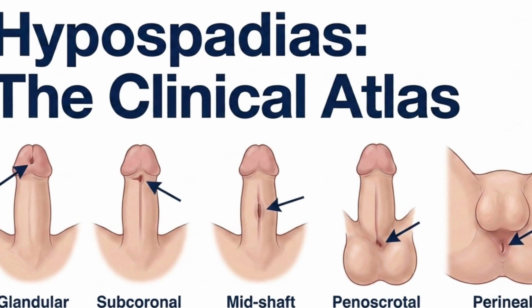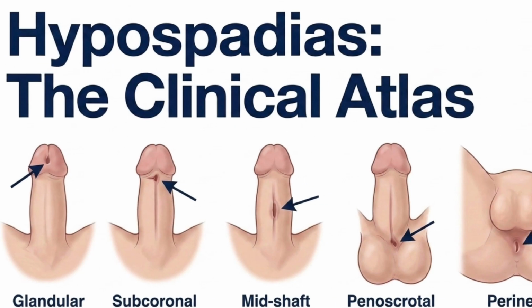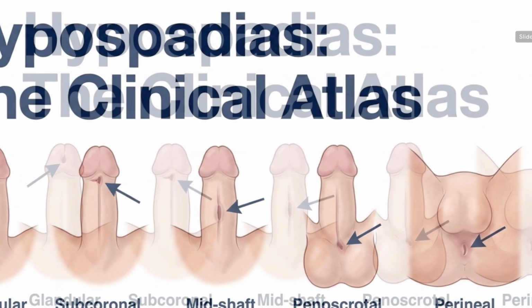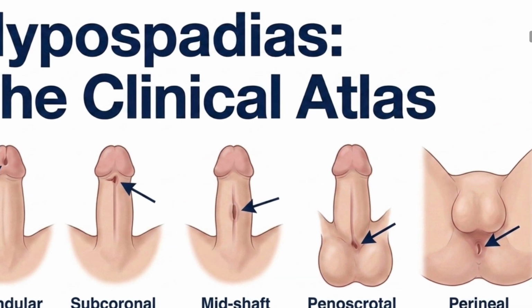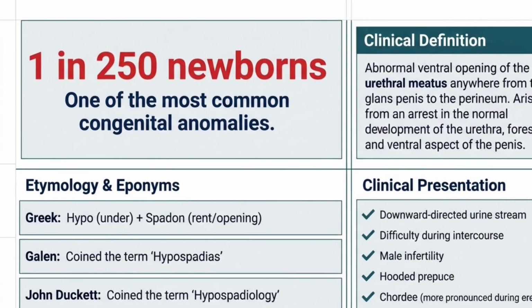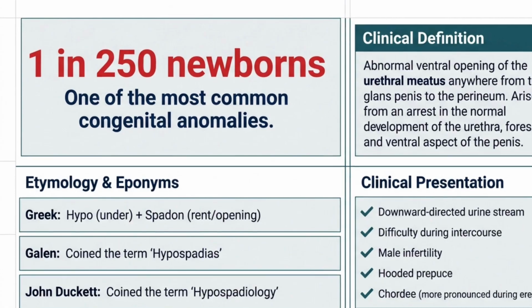Hypospadias is the development of the urethral opening on the ventral side. It can be of five major types: the glandular type, the subcoronal type, the penile, penoscrotal, and the perineal types. Hypospadias is one of the most common congenital anomalies with an incidence of 1 in 250 newborns.